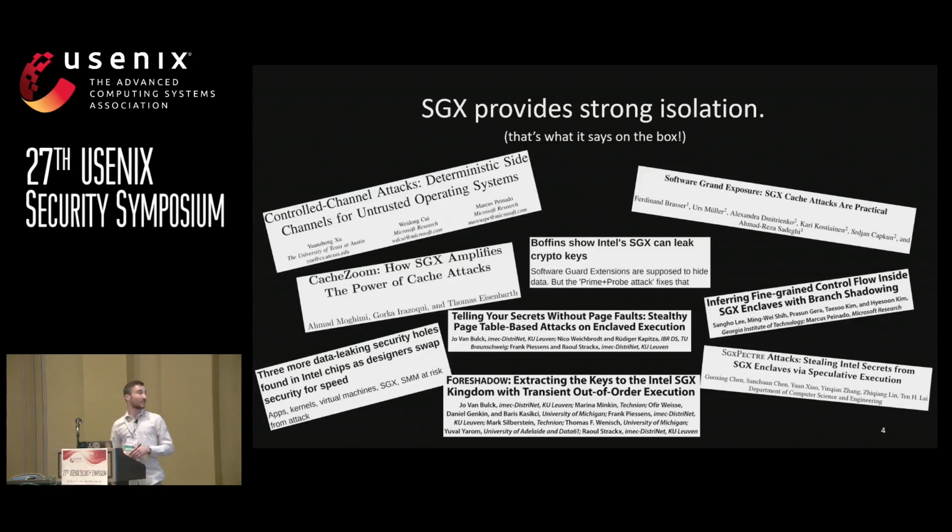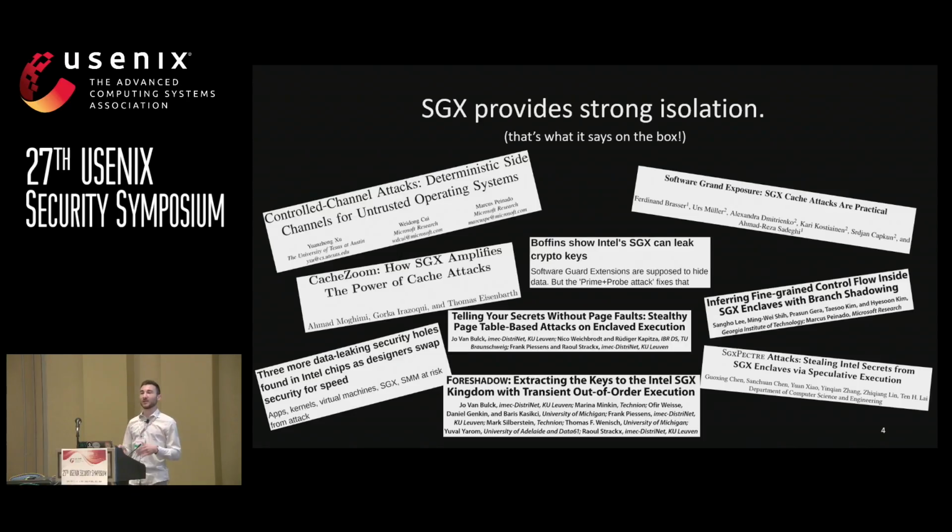The latest attack was Foreshadow. It was presented here yesterday. It's an attack based on Meltdown that can read the whole enclave memory and completely break the security model, but we have had a bunch of side channel attacks on SGX for years. Now, this is not the kind of attack that I'm going to talk about today.